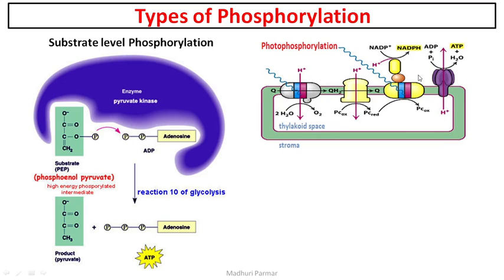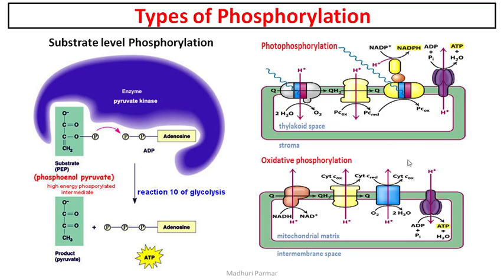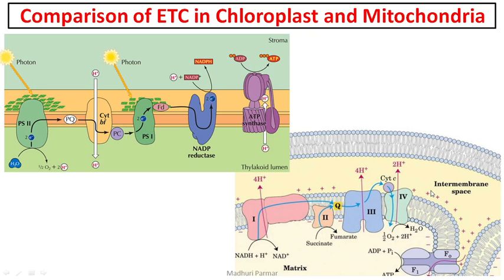Then comes photophosphorylation. We have already seen photophosphorylation in photosynthesis. In the presence of sunlight, phosphorylation will take place, so it is known as photophosphorylation. And the third and final type, which is important for respiration, is called oxidative phosphorylation. Why is it called oxidative? Because you require oxygen as the terminal acceptor, as we just saw. So let us study oxidative phosphorylation.